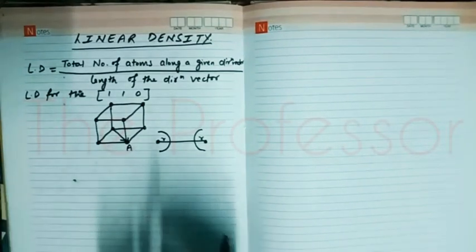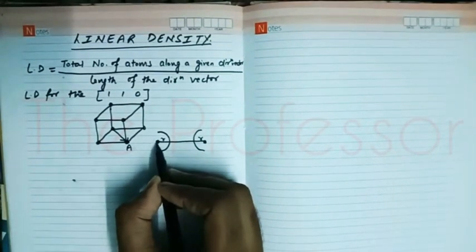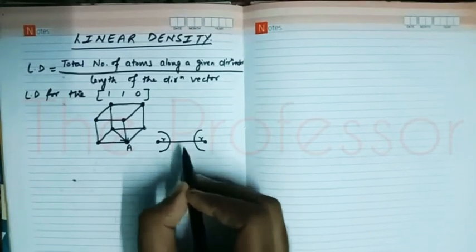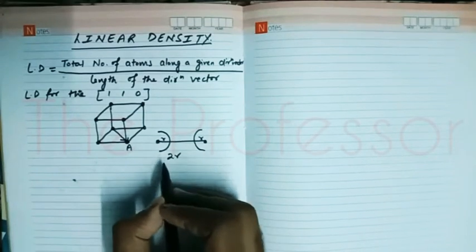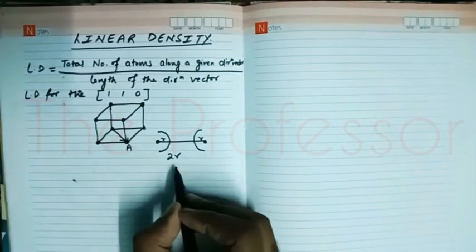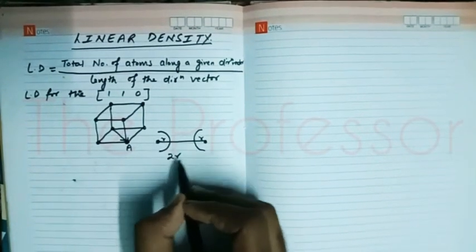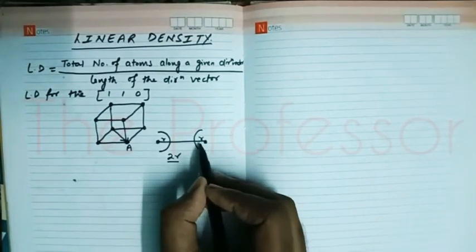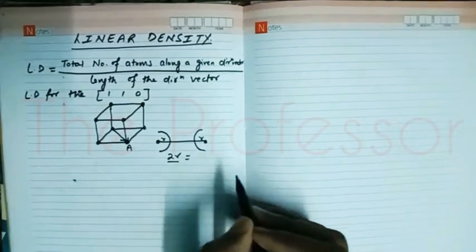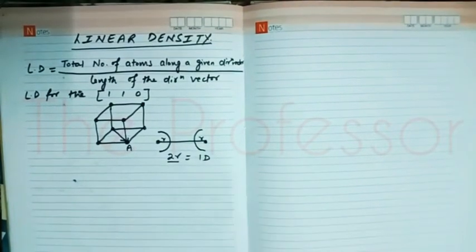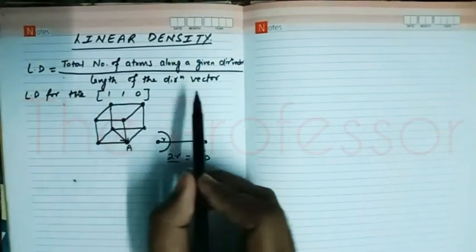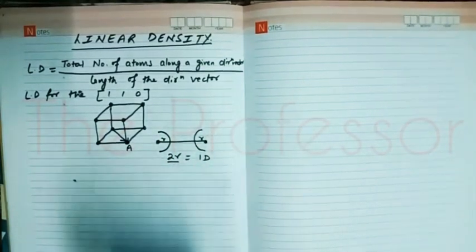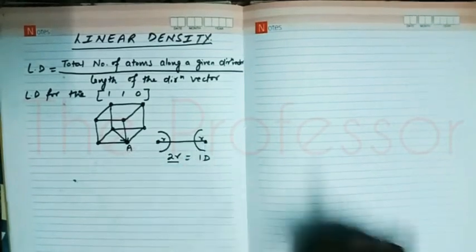Now, how much diameter does this make? It is R and it is R, so it is a total of 2R along this direction vector. So 2R equals how much diameter? We have 1 diameter, right? So the number of atoms along this direction vector will be how much? It will be 1. Why? Because we have 1 diameter along this direction vector.